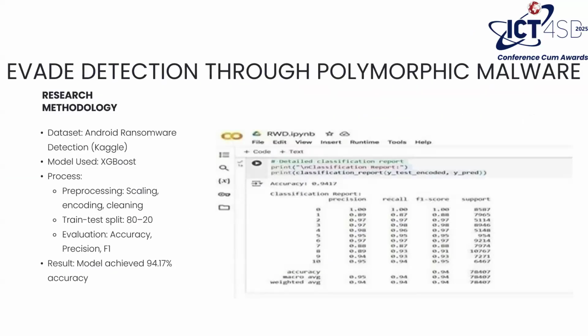Now, how does this research help us in evading attacks? Our detection model, which used the XGBoost algorithm, is great for handling structured data and finding complex patterns. We used the dataset from Kaggle for pre-processing, which included scaling, encoding, and cleaning the data. Then we split the data in an 80-20 ratio, 80 for training and 20 for validation. Then we evaluated accuracy and precision, and we got a strong accuracy of up to 94.17% defense rate.